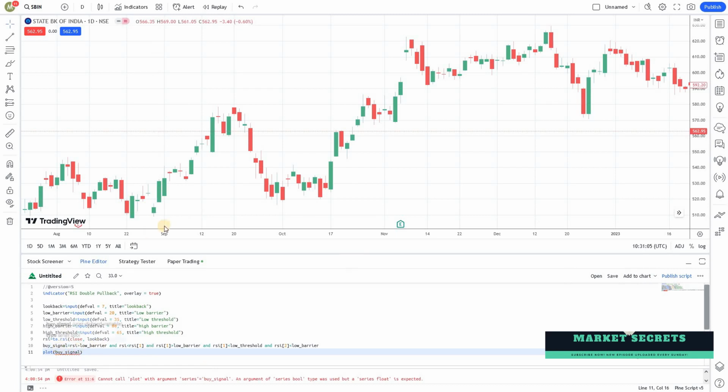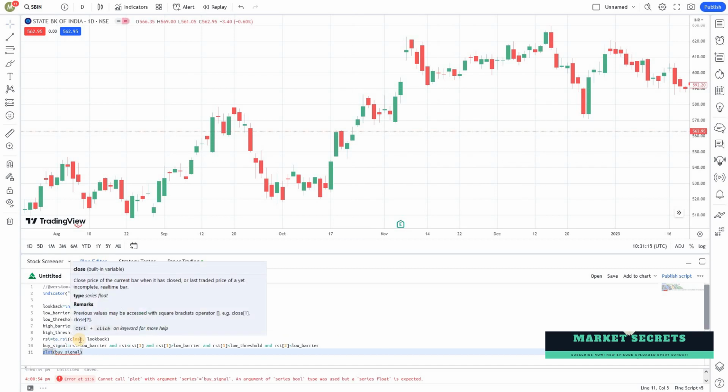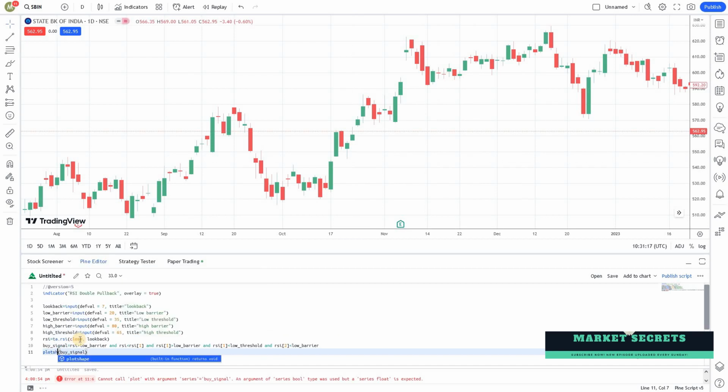Okay, this is not a continuous signal, right? So it's just if there is such an indication, we'll get a value as true. So we cannot just continuously plot it over the chart, so you need to use the plotshape function. That's what this error message is telling.